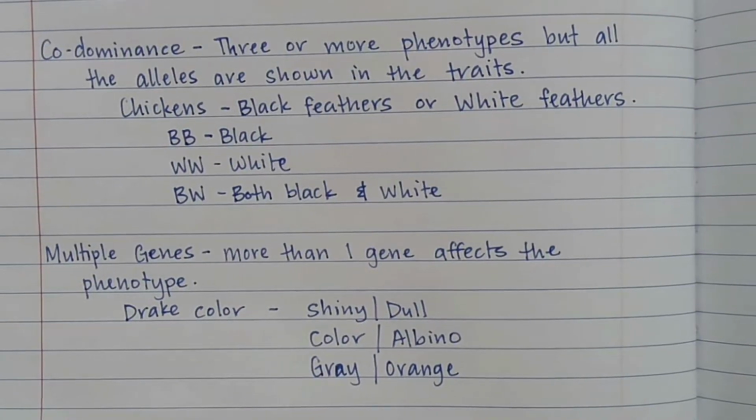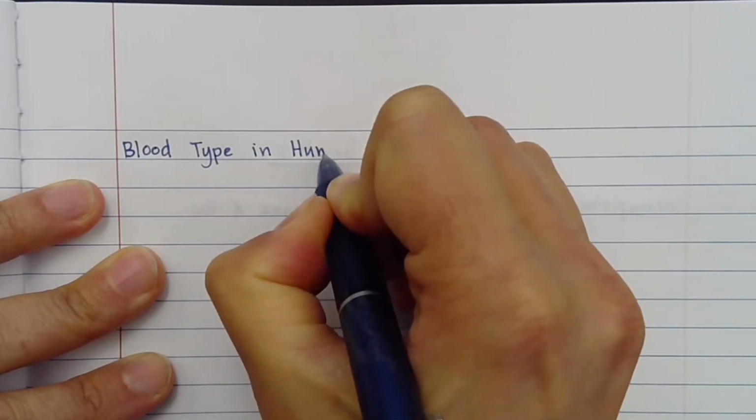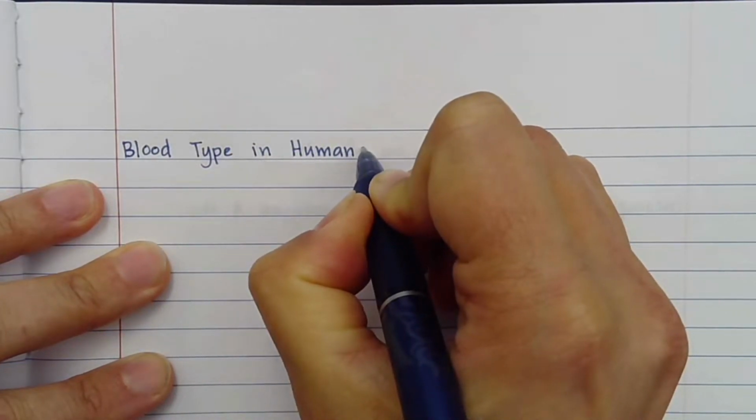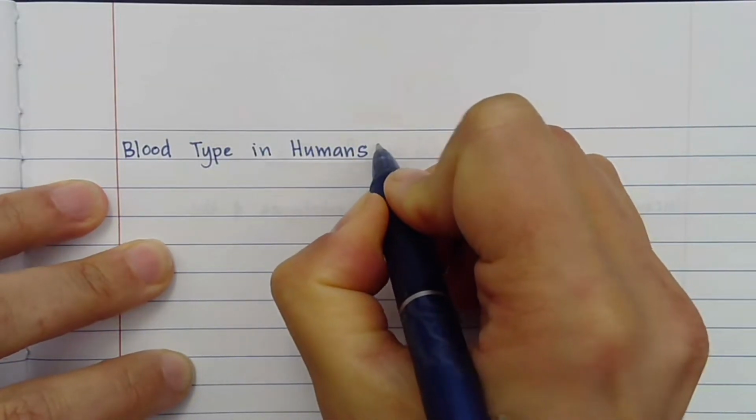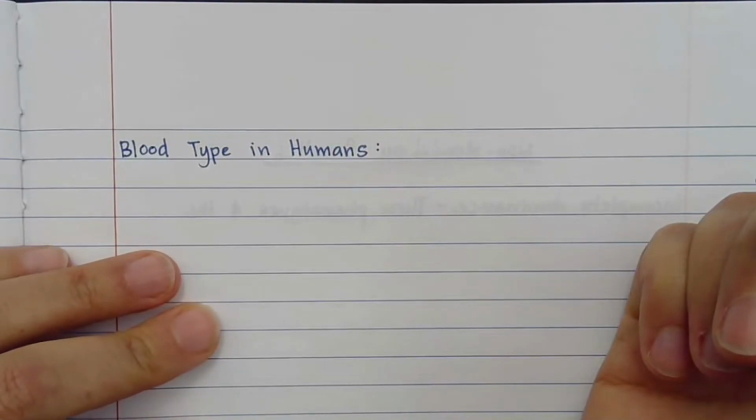Okay, now for our human example. So I'm going to go to the next page here. And for my human example, we're going to be looking at blood type. And I'm putting blood type in humans because other organisms, like dogs, have blood types too, but their blood types are different than human blood types.